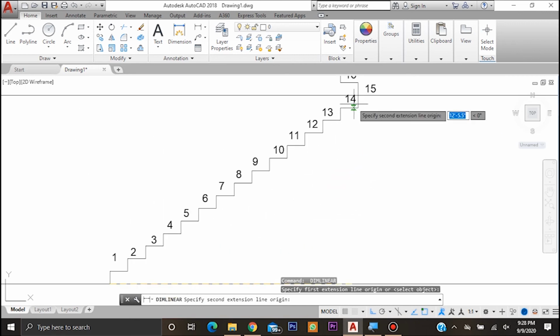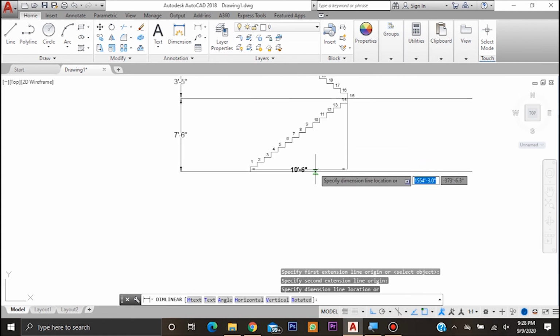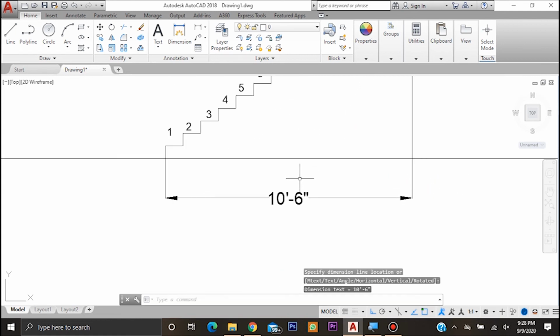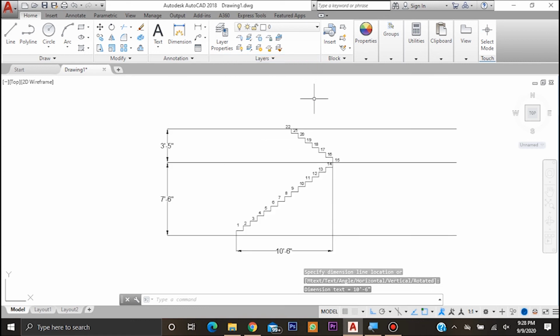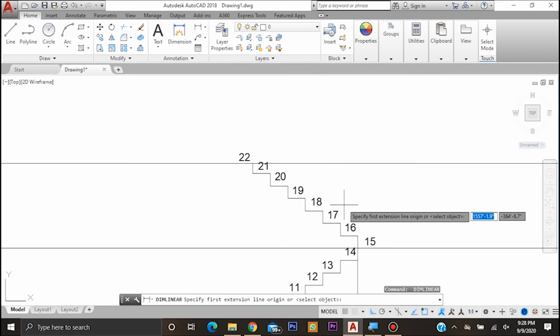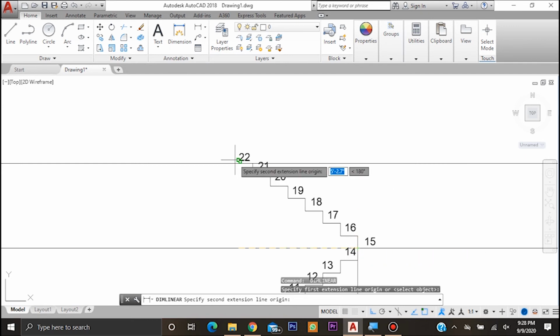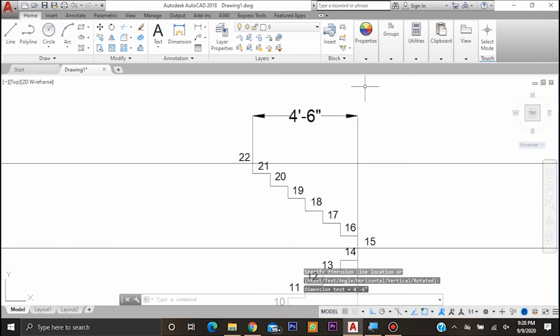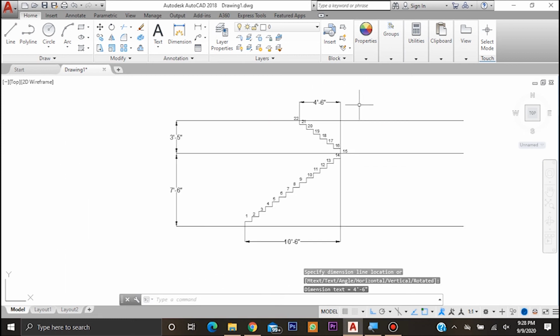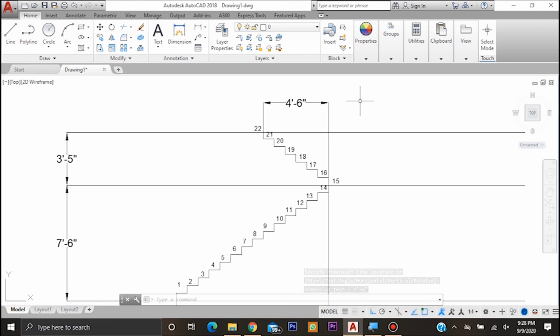The horizontal distance of the floor to lintel stairs is 10 feet 6 inches, and the horizontal distance of the lintel to roof level stairs is 4 feet 6 inches. This is the method to draw a staircase, and also the method to find out the number of stairs required for a building.